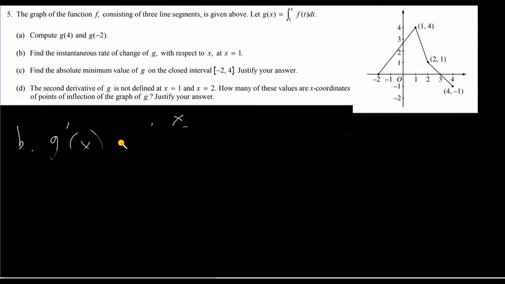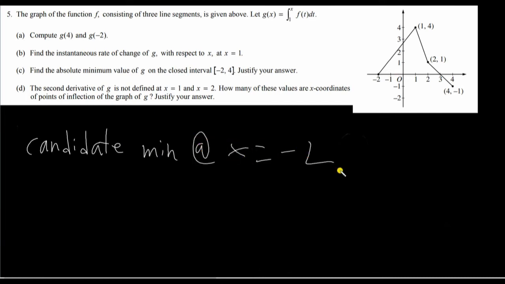And then part C, find the absolute minimum value of g on the closed interval -2 to 4. And this is a really good question because we really have to understand what's going on with this graph here. So if we want to find the absolute minimum value, since g is the area under this graph f, if we want g to be at its absolute minimum, we want the area to be at its absolute minimum, right?